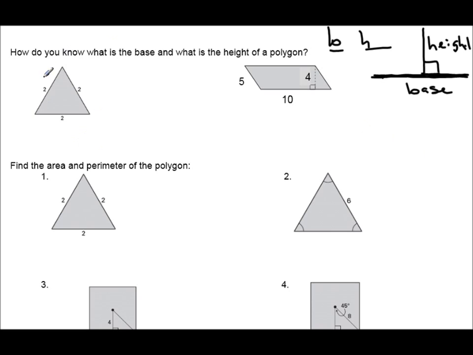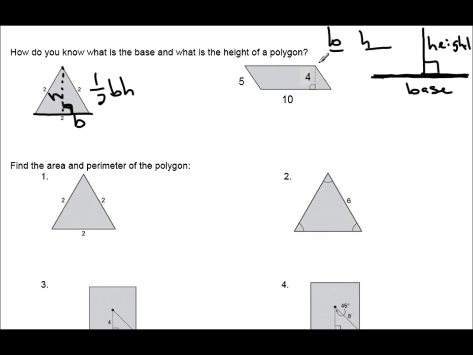Well, in this first triangle, we don't have anything perpendicular, so we would end up creating it. So this would be our height. And because we drew the height perpendicular to the side with the 2 on it, this would be our base. So the area for this triangle would be 1/2 base times our height.